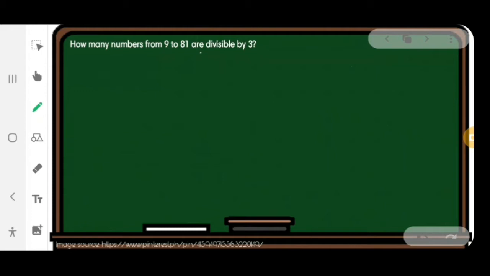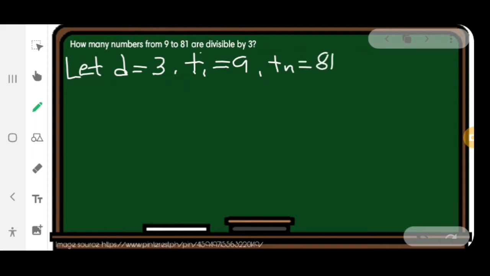Okay, so our second example is to determine how many numbers from 9 to 81 are divisible by 3. Now take note of the given conditions. The numbers are from 9 to 81 and they should be divisible by 3. So let us determine the given values. Let the common difference be equal to 3. Our first term is 9 and the nth term is 81, and then we are looking for the value of n.